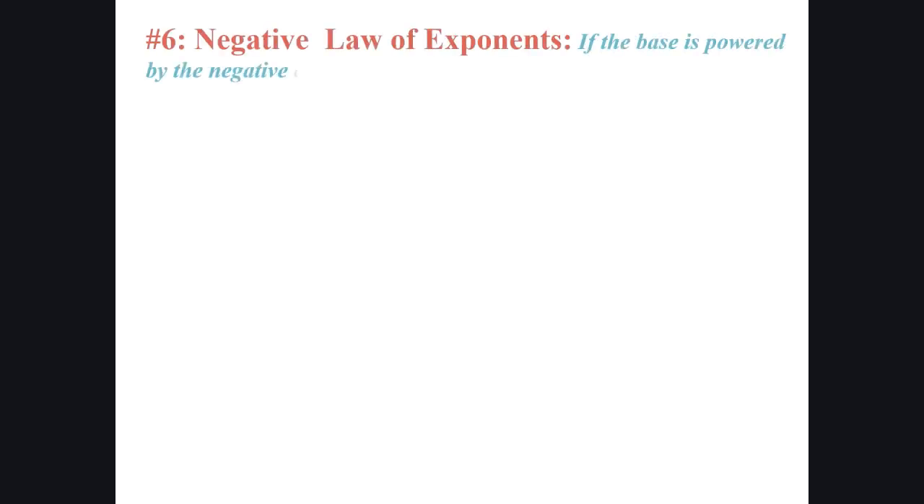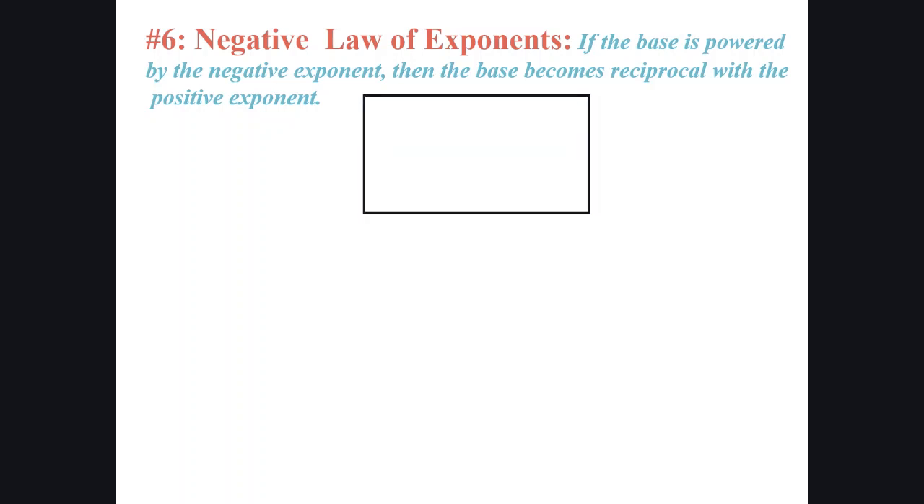One of the most important and confused rules. So pay attention to this one extra. Negative exponent law. If the base is powered by a negative exponent, then the base becomes the reciprocal with the positive exponent. So what is a reciprocal? Remember, we flip the fraction. We put it over 1 if it's a whole number, and we flip it, and we turn the exponent to positive. So x to the negative n power would equal 1 over x to the positive n.